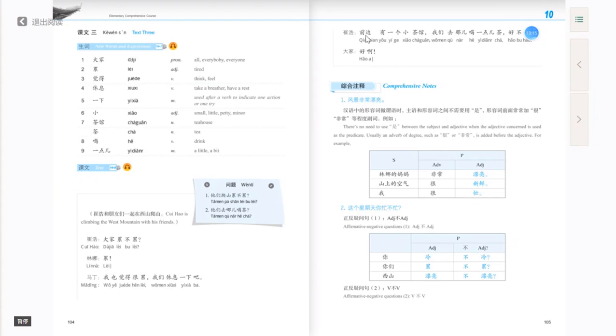Okay, and next line, 崔浩 says 前边有一个小茶馆. So in front, there is a small tea house. 我们去那儿喝一点茶，好不好？So let's go there to drink a little tea. You can see this 一点, we put it before a noun. So 一点 modifies 茶, the tea. 我们喝一点茶, we drink a little tea. So we won't drink too much tea. Okay, you can understand it in this way. So 一点茶 means a little bit.